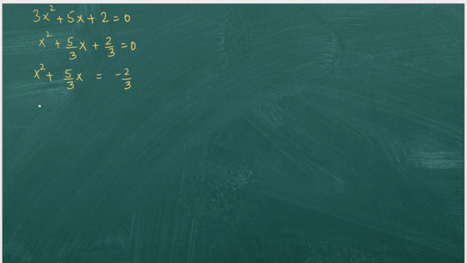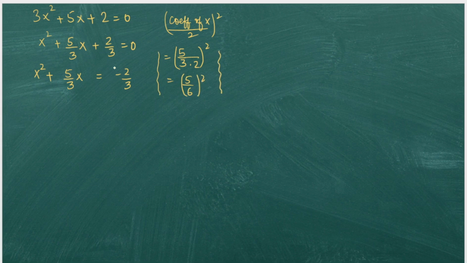Now, after this step, we are going to add a quantity to both the sides of the equation, and that fixed quantity is always coefficient of x divided by 2 whole square. Now, what is the coefficient of x in this case? It is 5 over 3. So, 5 over 3 divided by 2, and this 2 is in the denominator. So, 2 will stay in the denominator whole square. So, this gives me 5 over 6 whole square. So, this is the quantity which needs to be added on both sides of the equation.